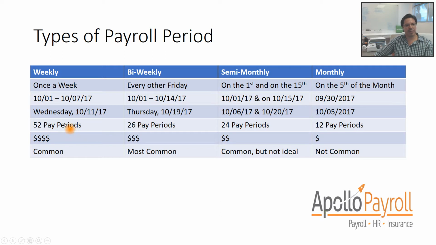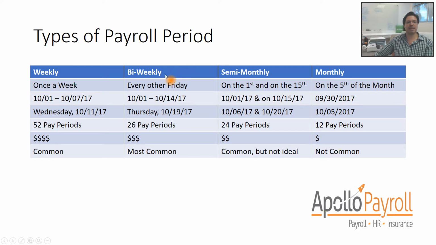This weekly pay period schedule has 52 pay periods, meaning that it's a little bit more expensive than the other pay periods, and that's because we have to run 52 payrolls per year. And that means in Apollo Payroll, we charge per payroll run, so that's 52 payroll runs. But then again, it's extremely common. As a matter of fact, I personally have my entire staff on a weekly payroll because I believe that it does help with budgeting purposes.